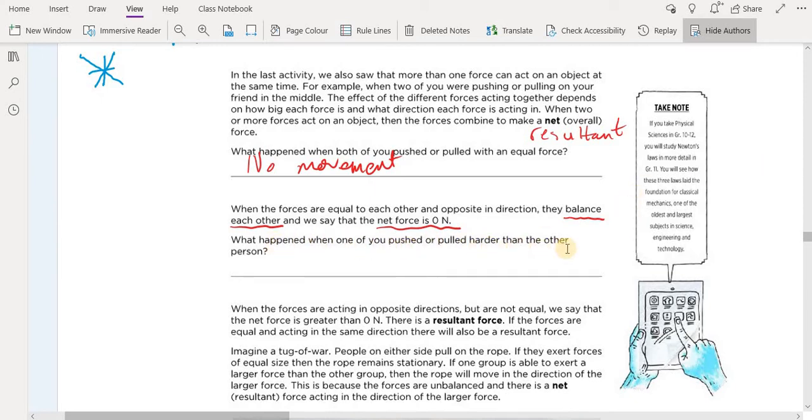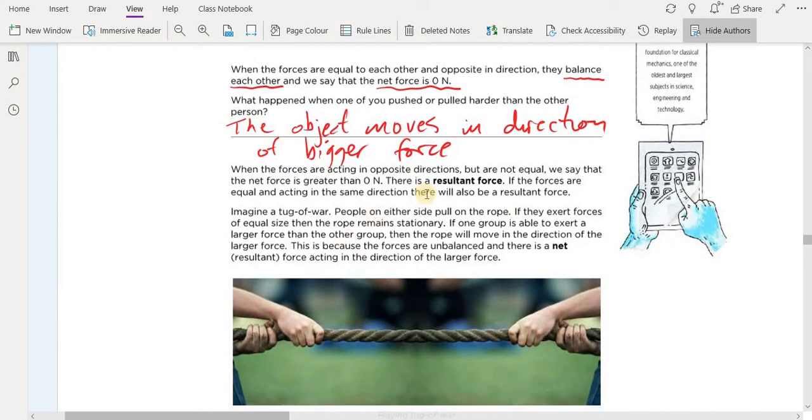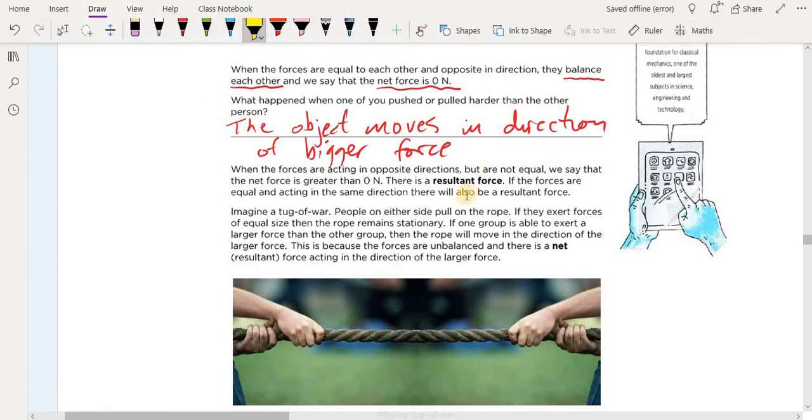What happened when one of you pushed or pulled harder than the other person? The object or the person that you're pushing on will move in the direction of the bigger force. So when the forces acting in the opposite direction are not equal, we say the net force is greater than 0. And that means that you have what we call a resultant force. Instead of resultant, we also talk about a net force.